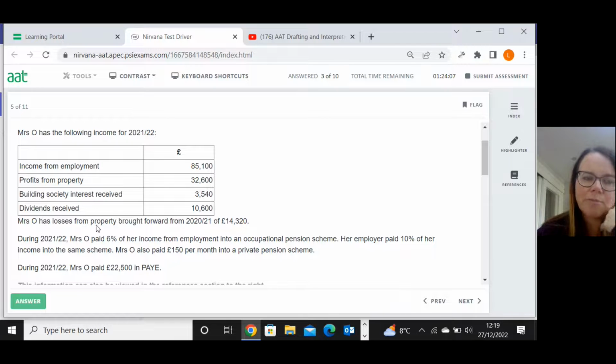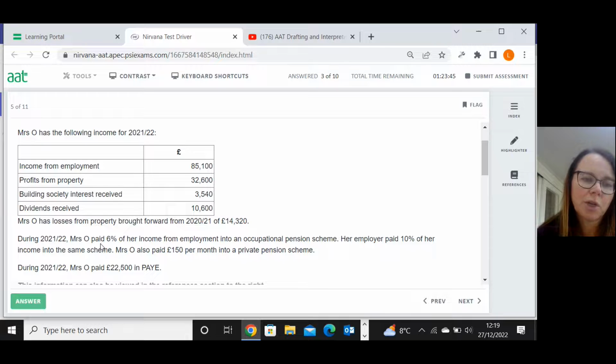Mrs. O has losses from property brought forward. Right. Well, I know that property losses brought forward can be offset against the current year's profits from property. So I would be subtracting that 14,320. So that'll bring it down a bit.